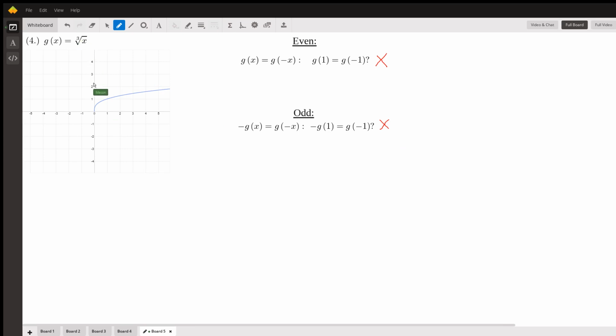And with the cube root of x, it's very much the same situation. Immediately looking at the graph, we can see that it is neither symmetric about the origin or the y-axis here. And looking at our equations, we can very readily see that this will be the same case as was with the square root of x.